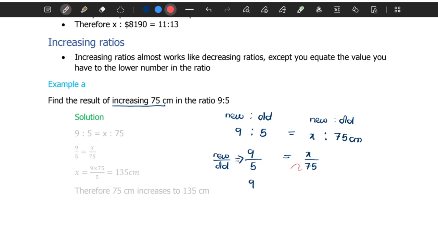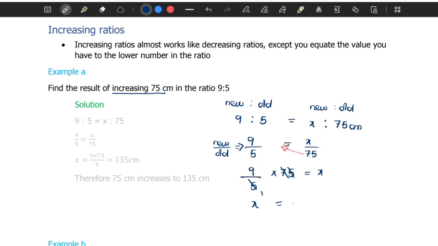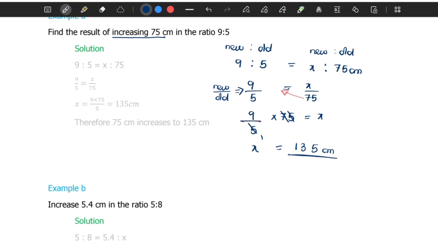Again, to make x the subject of the formula, 75 crosses the equal sign and it multiplies since it was dividing. So 9/5 times 75 is equal to x. So x, which is the new measurement, is going to be 135 centimeters. So that means it increased from 75 centimeters to 135 centimeters. And that is the new size.